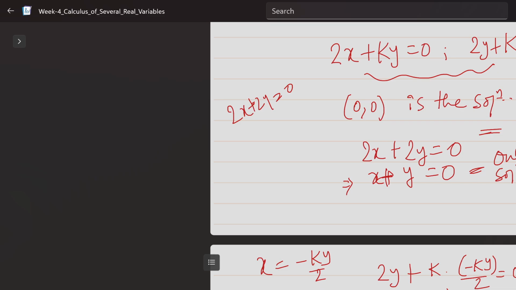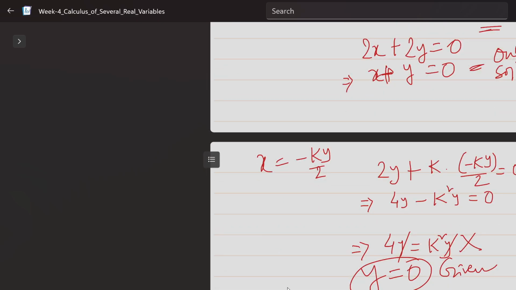You can cut y if y is not equal to 0. But how do you know y is not equal to 0? So you cannot do it like this. Let me remove this, just one minute.